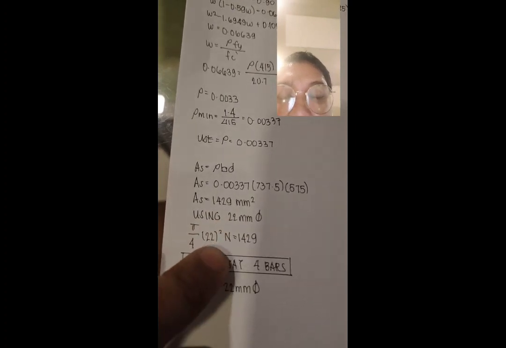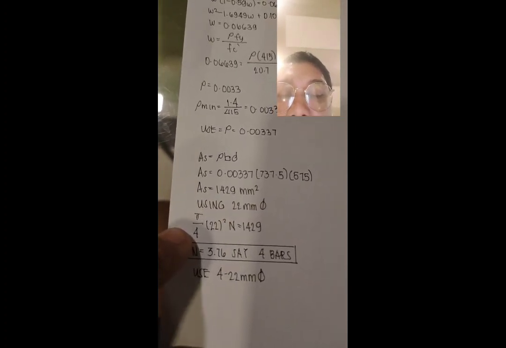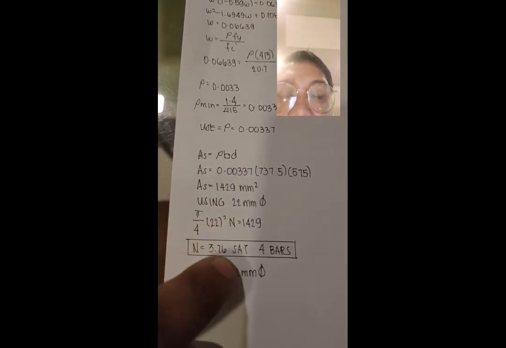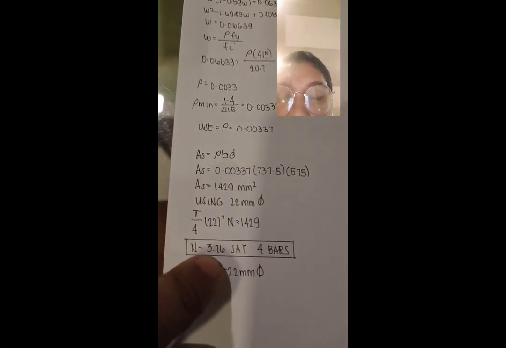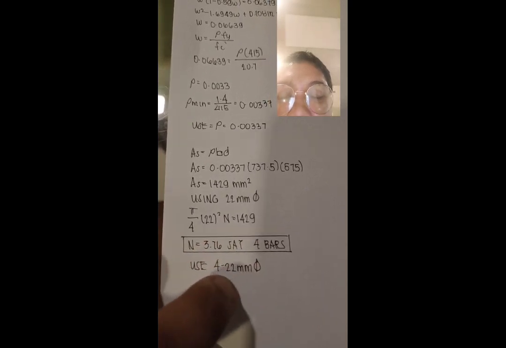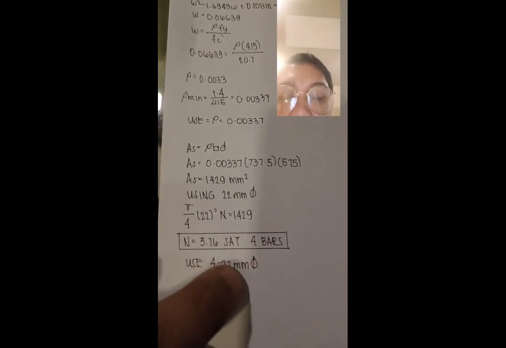Using 22 again, 22 mm diameter bar ng bakal. We have here pi over 4 times 22 squared and is equals to 1429. So, N is equals to 3.76 say 4 bars. Use 4 na 22 mm diameter.